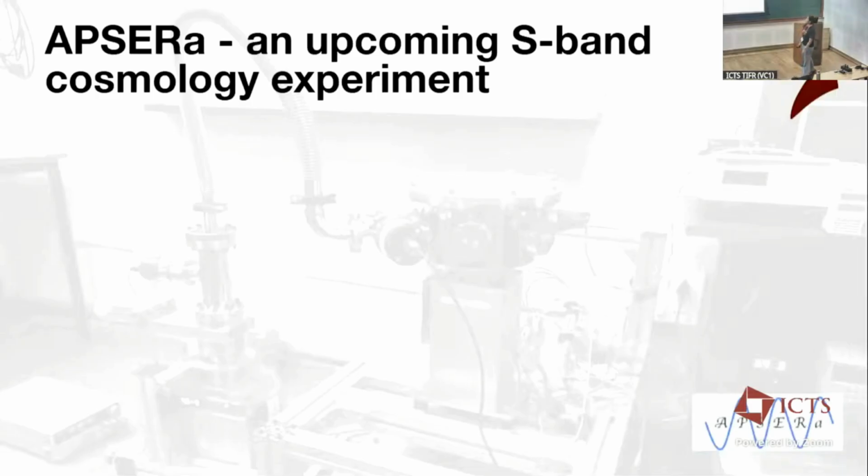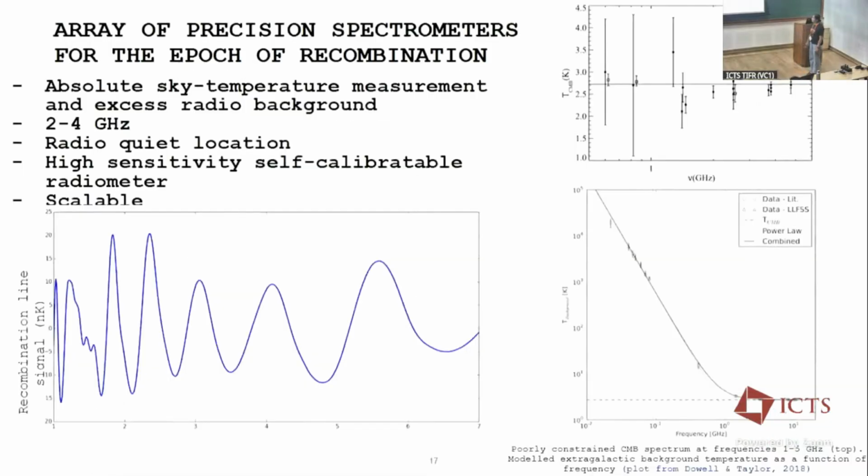It's an upcoming S-band cosmology experiment. It stands for Array of Precision Spectrometers for the Epoch of Recombination. So clearly, as the name states, eventually when it is complete, it will be an array of mini radio telescopes. And right now, the focus of this talk is on the prototype element of this radio telescope. So in and of itself, the first element, we're trying to target a sensitivity of 1 part per 100,000.